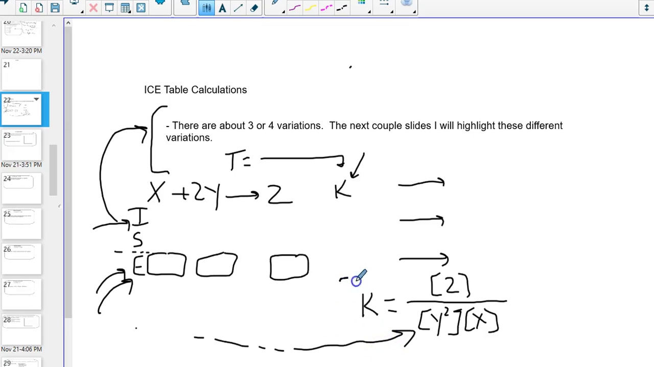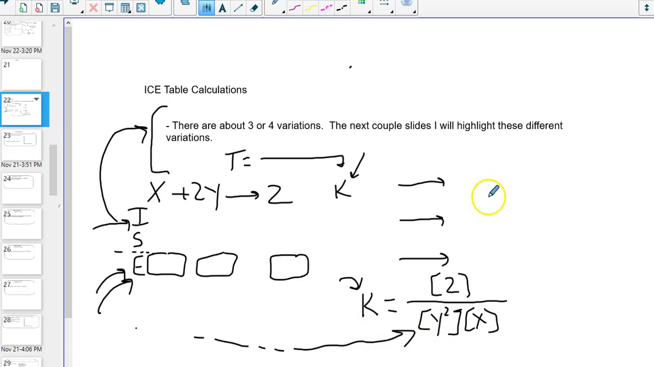Anytime you want to find a K, what do you got to do? You got to fill out the expression. Or if they give you a bunch of stuff and they want K, fill the whole table out so you can populate the expression so you can solve for K. Anytime you need to find K, you need to go through this process.